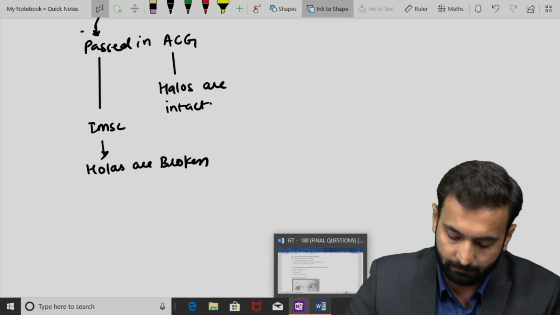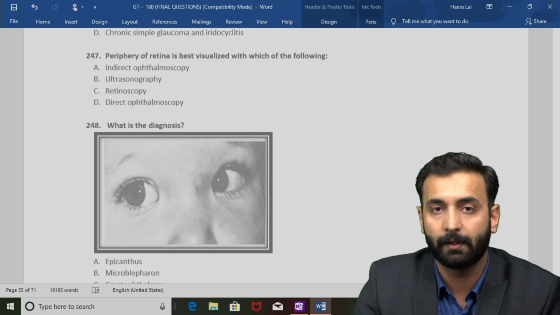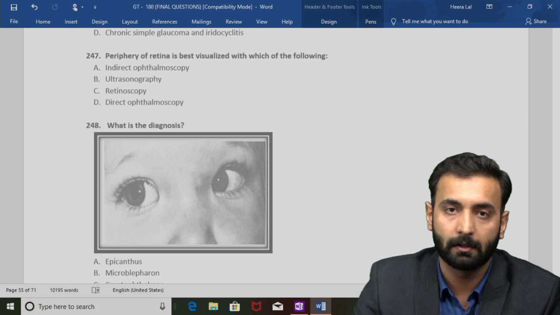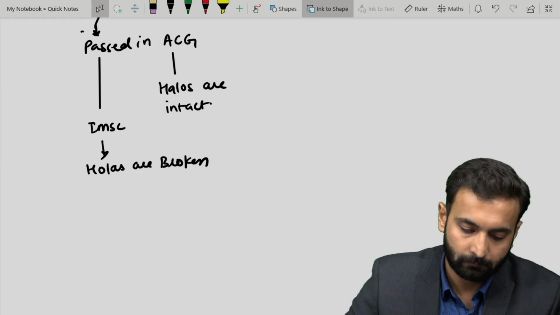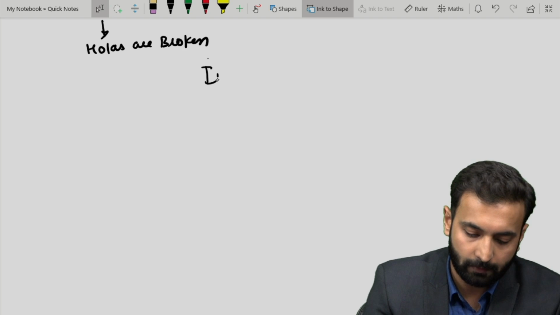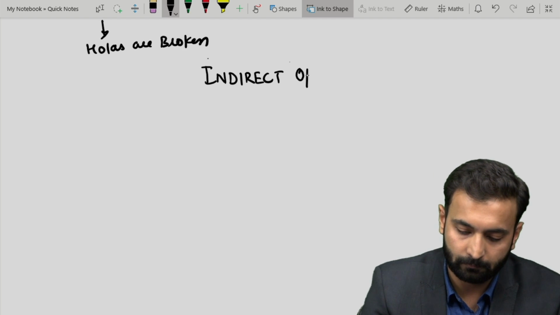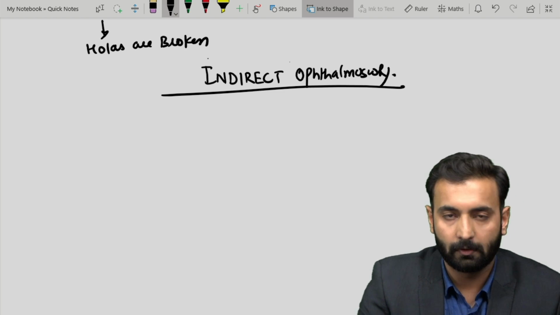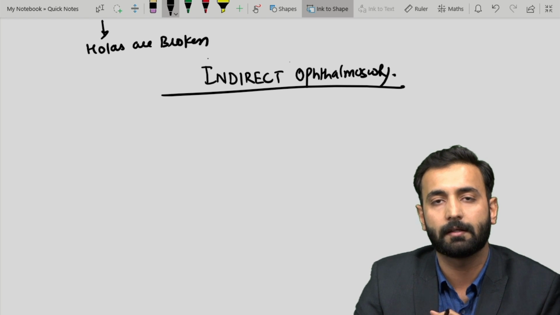Now coming to the next question. Question number 247. The periphery of the retina is best visualized with which of the following techniques? The correct answer is option A, indirect ophthalmoscopy, right? So let's discuss indirect ophthalmoscopy briefly. Indirect ophthalmoscopy is used for examination of the periphery of the fundus, right?